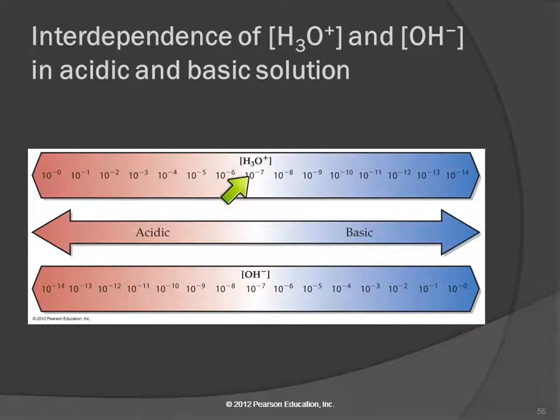Looking at hydronium ion concentration, 10 to the minus 7 molar is neutral. As we increase the concentration, the solution becomes more and more acidic. Here's the hydroxide ion concentration. For a neutral solution, this is also 10 to the minus 7. As the hydronium ion concentration increases, the hydroxide ion concentration decreases. Let's just pick one of these. Let's just pick this one right here.